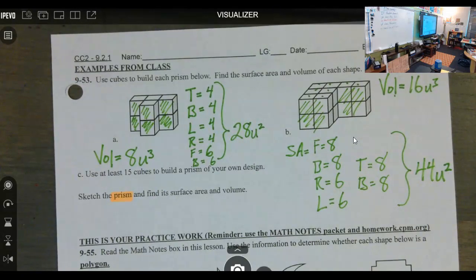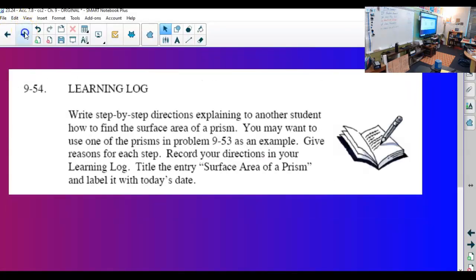Let's get out Chromebooks and try to go back into the Desmos because some of us were struggling on that.